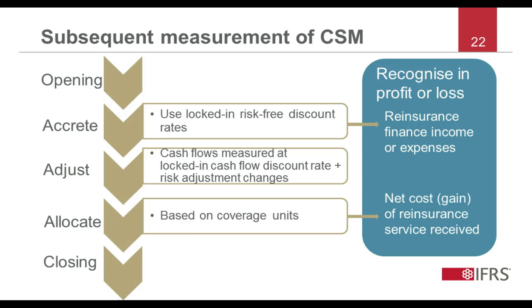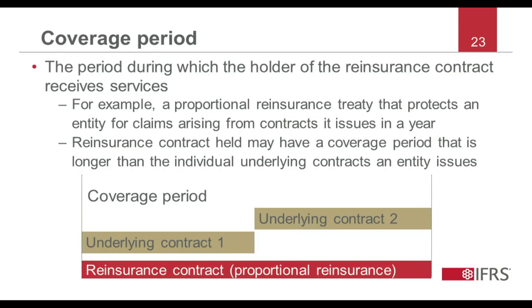Finally, the balance of the contractual service margin is then allocated to recognize the service received in the period in profit and loss. This allocation is based on coverage units, which reflects the quantity of benefits provided and the expected coverage period. We discuss what is meant by the coverage period in the next slide.